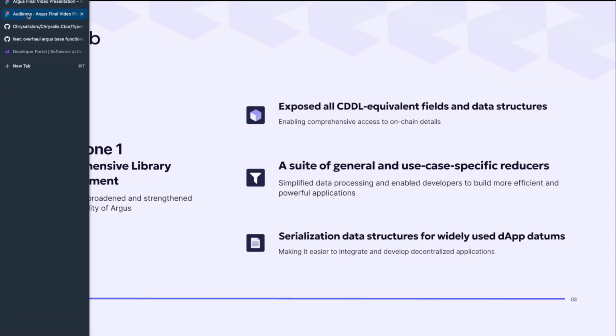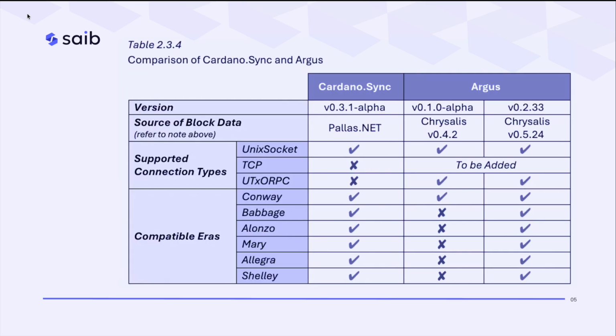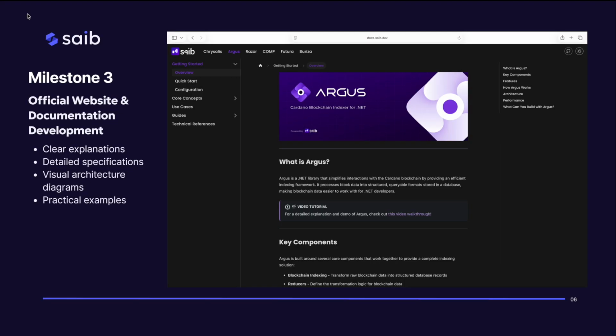If we go back, milestone 2 prioritized stability and performance, ensuring new features were properly integrated into existing architecture. We introduced more connection types, rollback for dependency, mass rollback protection, and enhancements to Chrysalis. And here we see Argus transitioned its block data source from Pallas.NET to Chrysalis, which initially supported Conway era blocks, but updates during milestone 2 enabled it to deserialize blocks across all eras. Full details are in the testing report for milestone 2.